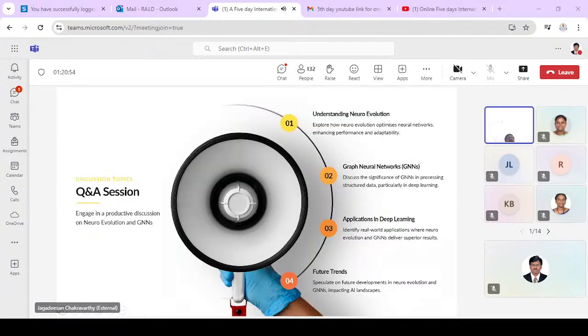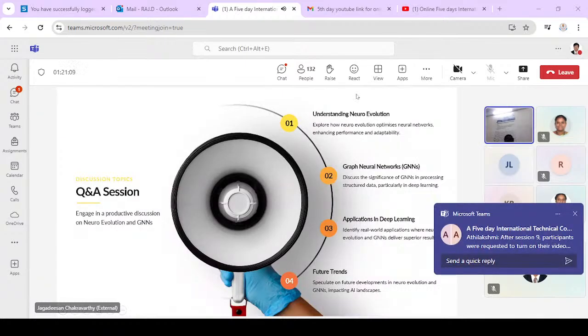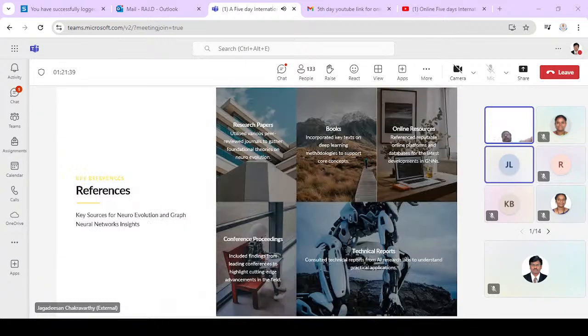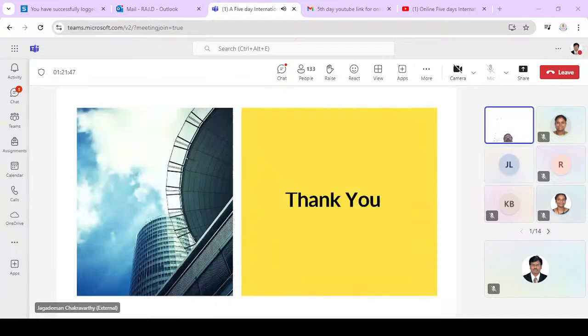This is the question and answer session. Understanding neuroevolution: explore how neuroevolution optimizes neural networks, enhancing performance and adaptability. Discuss the significance of GNN in processing structured data, particularly in deep learning applications. Identify real-world applications where neuroevolution and GNNs deliver superior results, and future trends: speculate on future developments in neuroevolution and GNNs impacting AI landscapes. So references, these are the things I used, some books, no papers, right? And this is about our presentation.